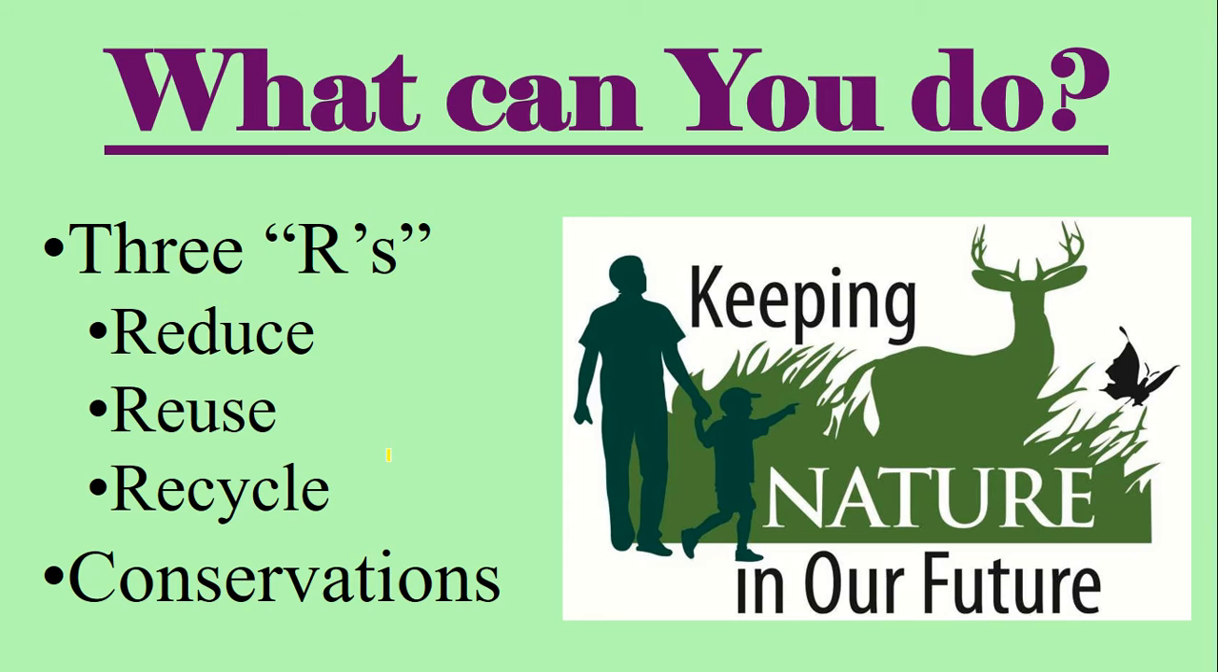What can you do? You can follow the 3 R's: reduce, reuse, recycle. You can also practice conservation, watching how much you use. You can also help make sure that people are following the rules, make sure you don't litter, and be cautious of the environment. That's what you can do.